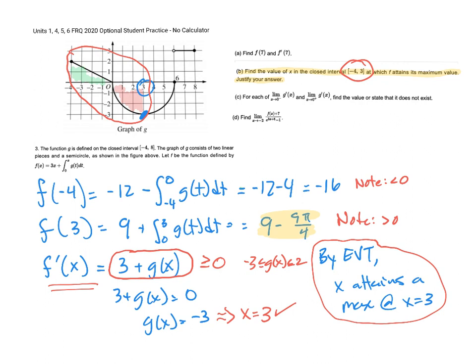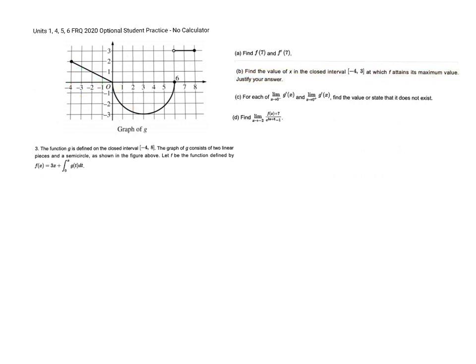Let's take a look at letter C on the next slide. So for letter C, they want us to either find the value of or state that these limits don't exist. So there's two limits. The limit as x approaches 0 from the left of g prime of x, and the limit as x approaches 0 from the right of g prime of x.